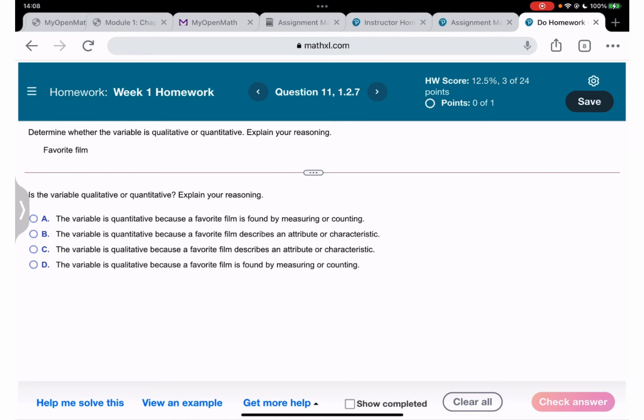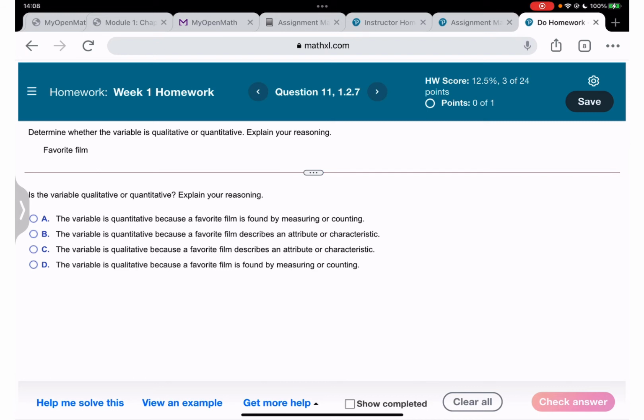Moving to question number 11. Determine whether the variable is qualitative or quantitative. Explain the reasoning. All right. Favorite film. Well, the variable is going to be the film itself. It's unique, right? Okay, so I would say the variable is quantitative because a favorite film is found by measuring or counting. No, it described an attribute. I would say this one. So they are similar. Hold on. Either B or C. Let's read.